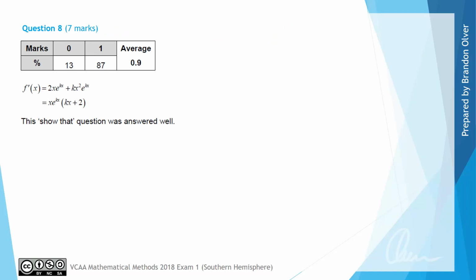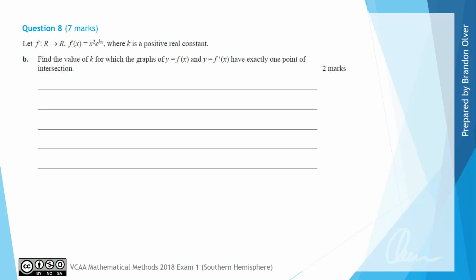From the examiner's report, we can see that 87% of students got that question correct, and that overall it was very well answered. For part B, we're asked to find the value of k for which the graphs of y equals f of x and y equals f dashed of x have only one point of intersection.